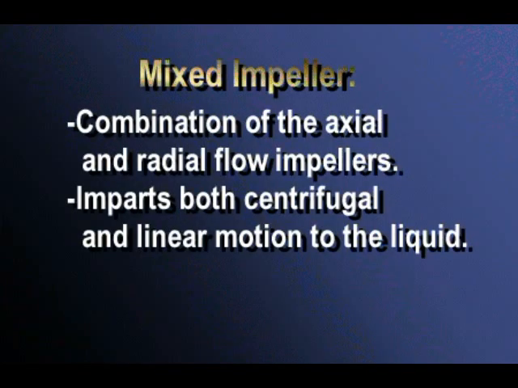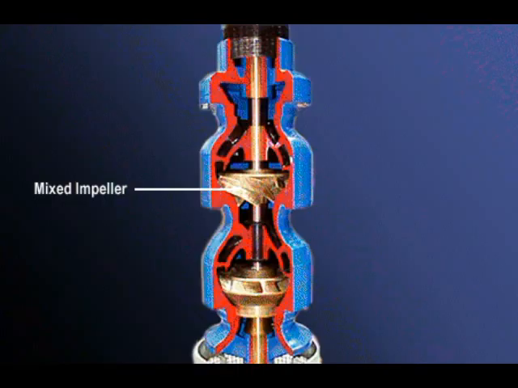Another variety: the name implies the mixed impeller is a combination of the axial flow and the radial flow impellers. The mixed flow impeller gives the liquid both centrifugal motion and motion parallel to the shaft. The mixed flow impeller is commonly used in line shaft turbines, which are used, as seen earlier, to pump water from deep wells.